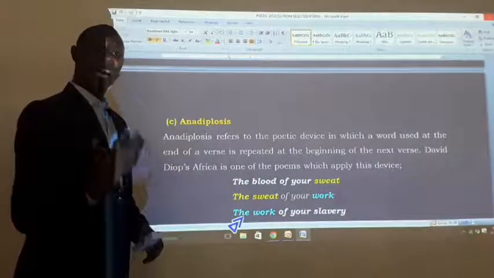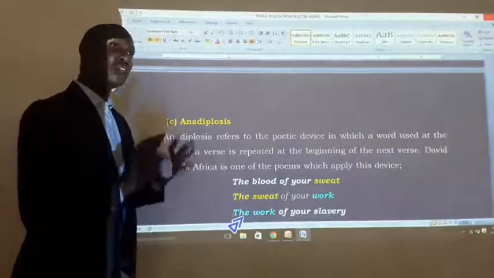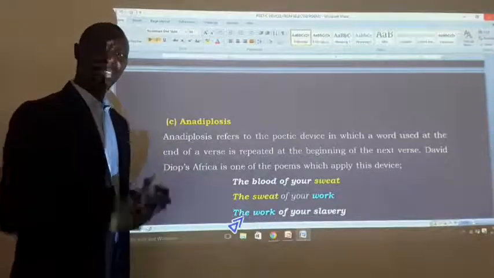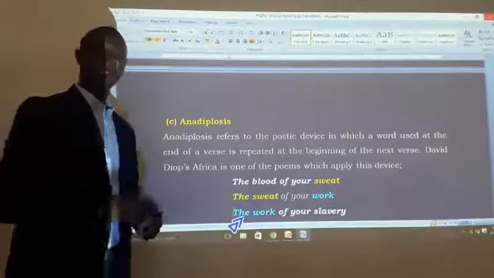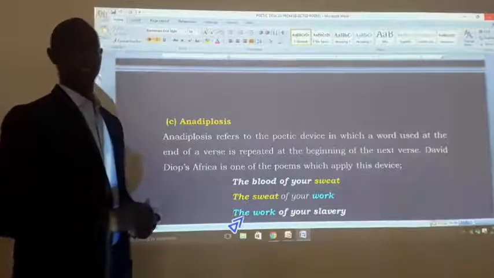epistrophe. Another poetic device that is not commonly used, but every time I look into the poems you have, it is applied, is anadiplosis. What is anadiplosis?